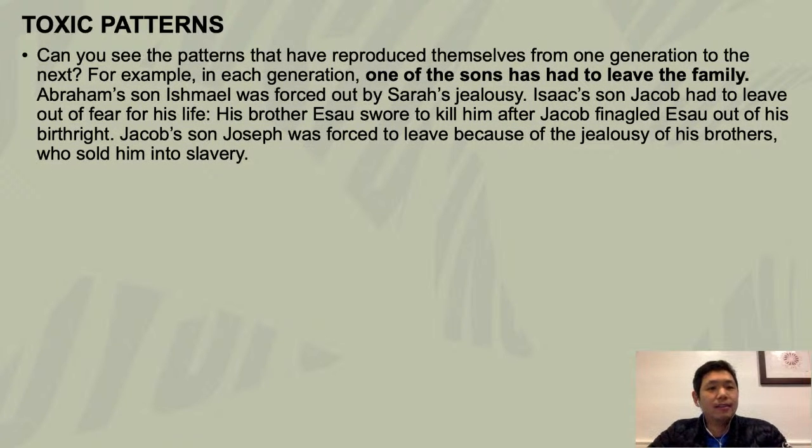Do you see the patterns that have reproduced themselves from one generation to the next? For example, in each generation, one of the sons has had to leave the family. Abraham's son Ishmael was forced out by Sarah's jealousy. Isaac's son Jacob had to leave out of fear for his life. His brother Esau swore to kill him after Jacob cheated Esau out of his birthright. Jacob's son Joseph was forced to leave because of the jealousy of his brothers, who sold him into slavery.